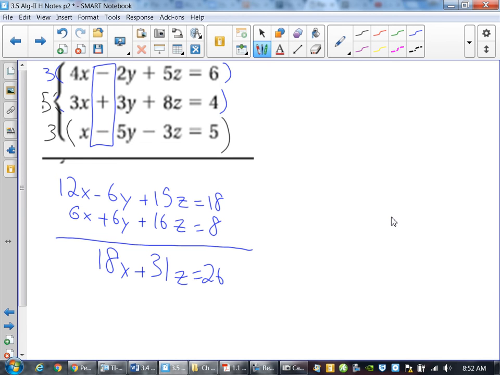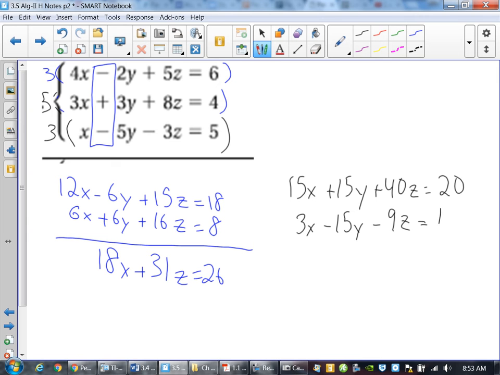Scalar it out, we get what? 15x, 15y, plus 40z is equal to 20. And the bottom is 3x minus 15y minus 9z, and then equals 15. Okay. So if you add those two together, you're fighting this way, aren't you? Well, what do you do after you get 18x plus 31z equals?